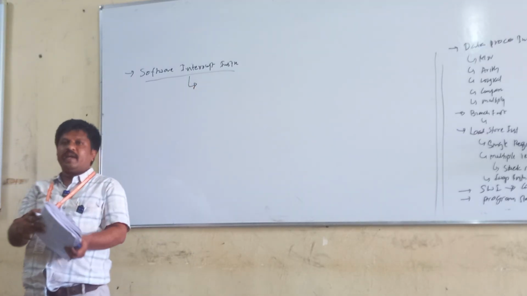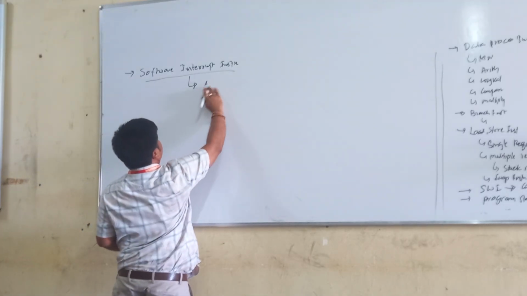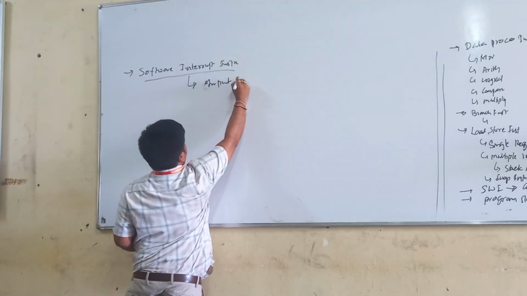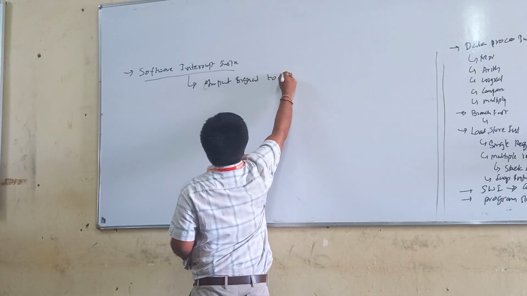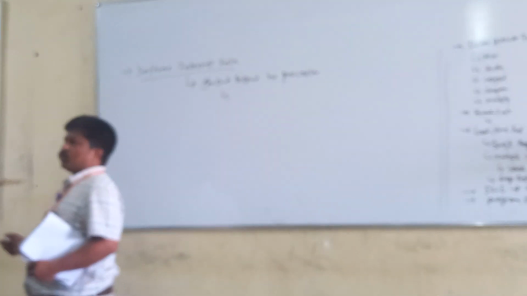In a digital computer, an interrupt is an input signal to the processor. It asks the processor to service it immediately. It has the higher priority. This is an input signal to the processor which has the higher priority to be serviced, and we call it an interrupt.